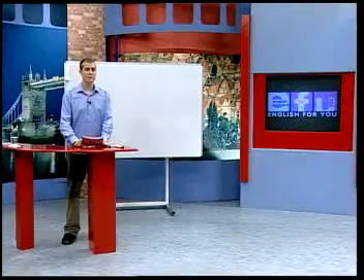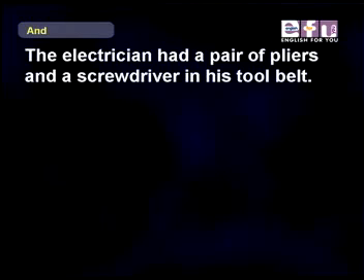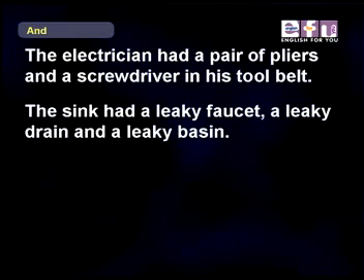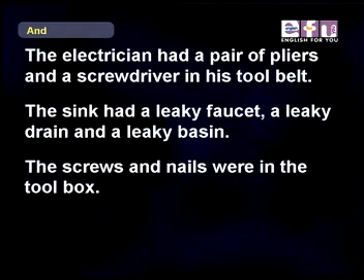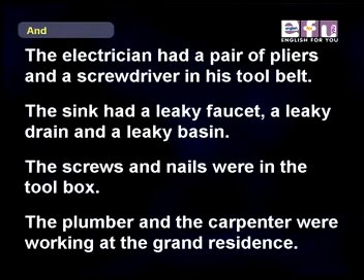And let's begin our lesson with a review of and. Have a look at these sentences, please. The electrician had a pair of pliers and a screwdriver in his tool belt. The sink had a leaky faucet, a leaky drain, and a leaky basin. The screws and nails were in the toolbox. The plumber and the carpenter were working at the Grant residence.